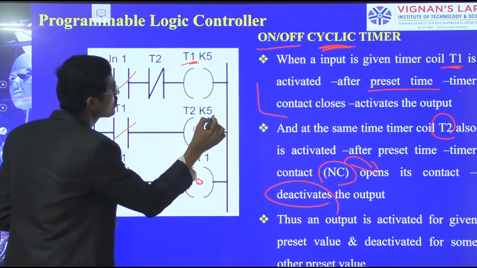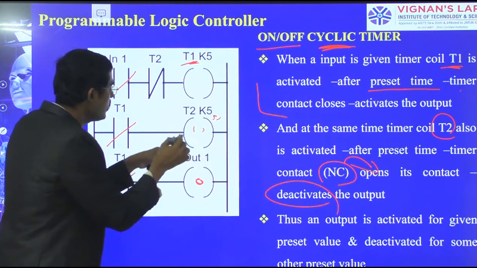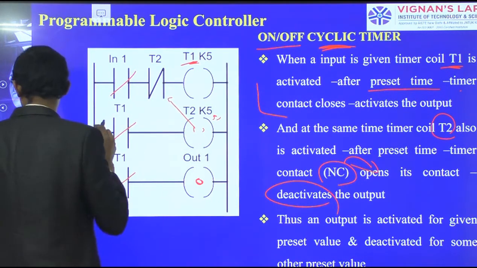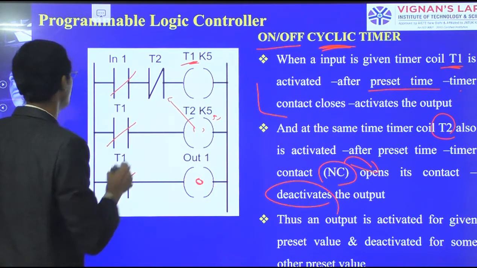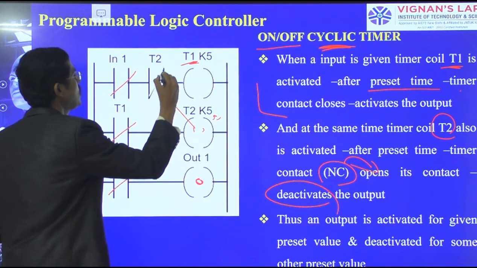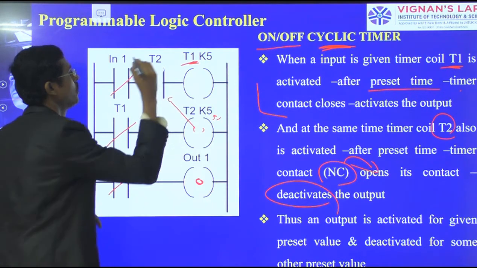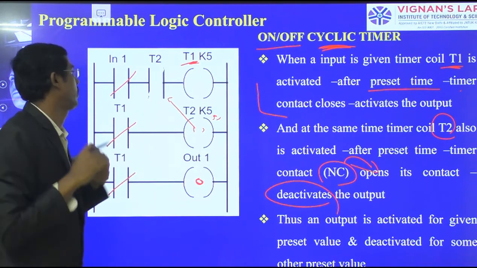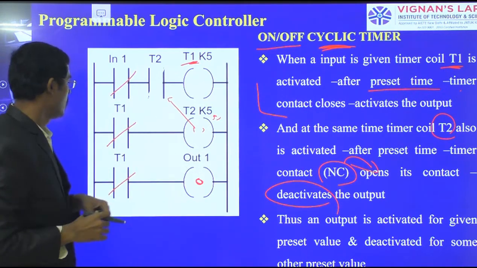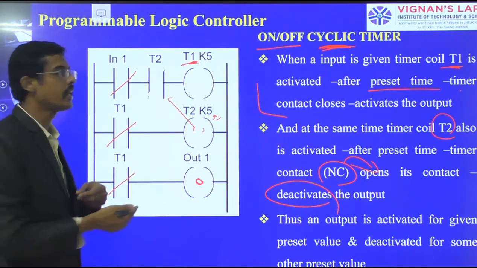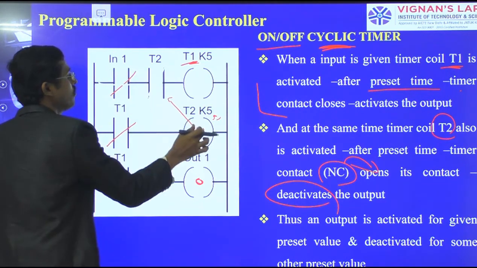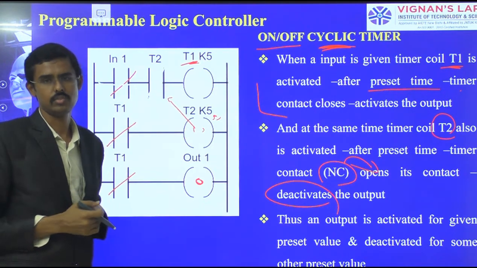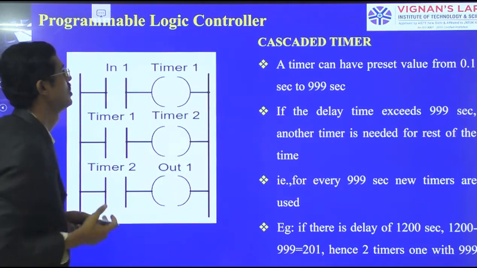When timer 2's 5 seconds is done, automatically this normally closed contact of timer 2 is going to become disconnected, normally closed to normally open. Therefore, there is no supply to T1. It is not activated. Now I am connecting this output to input 1. Again when I am pressing, it is going to start after 5 seconds. You see, after 5 seconds it is going to become disconnected. So this is how we are able to make the cycles.